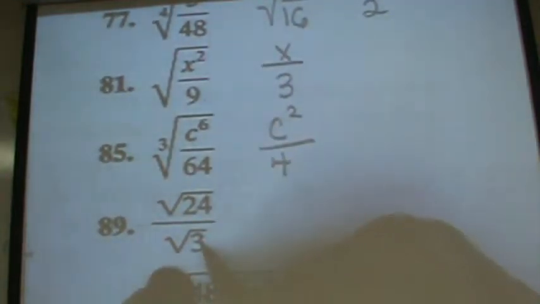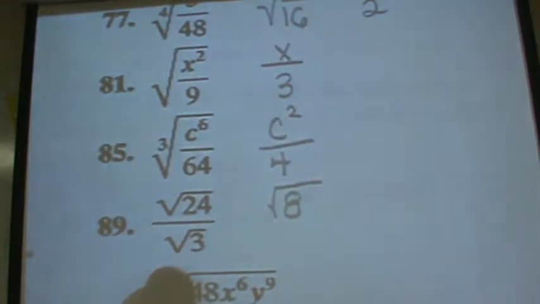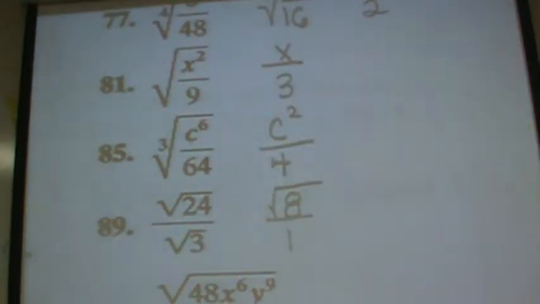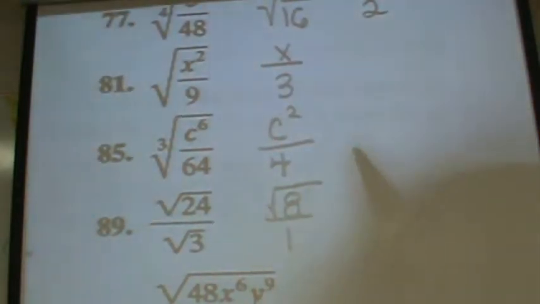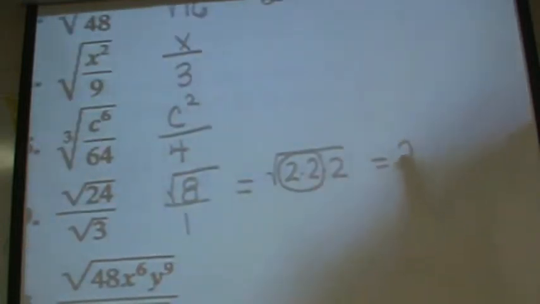Next one, 3 goes into 24 8 times. Now, there's an understood 1 there. You don't need it. Now, what's the square root of 8? Well, that would be 2, 2, 2. So you pull the 2 out, so you have 2 root 2.